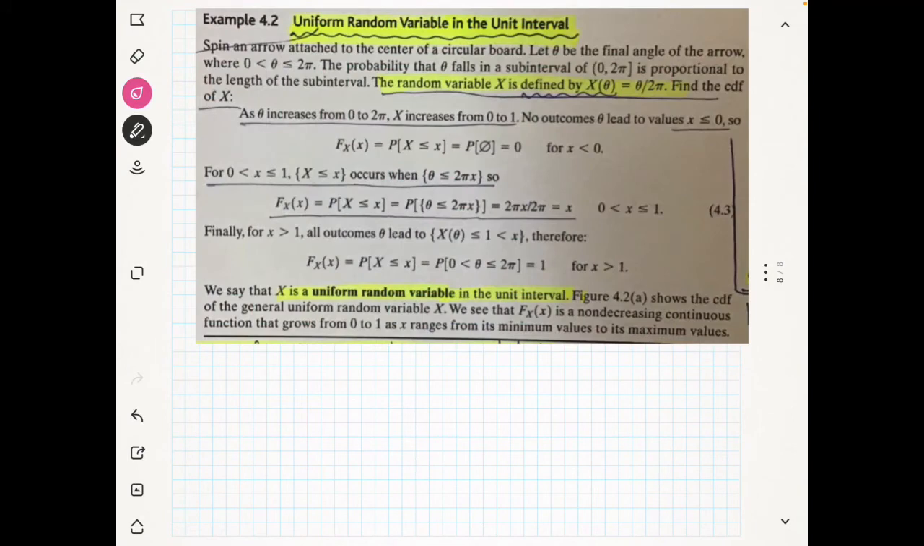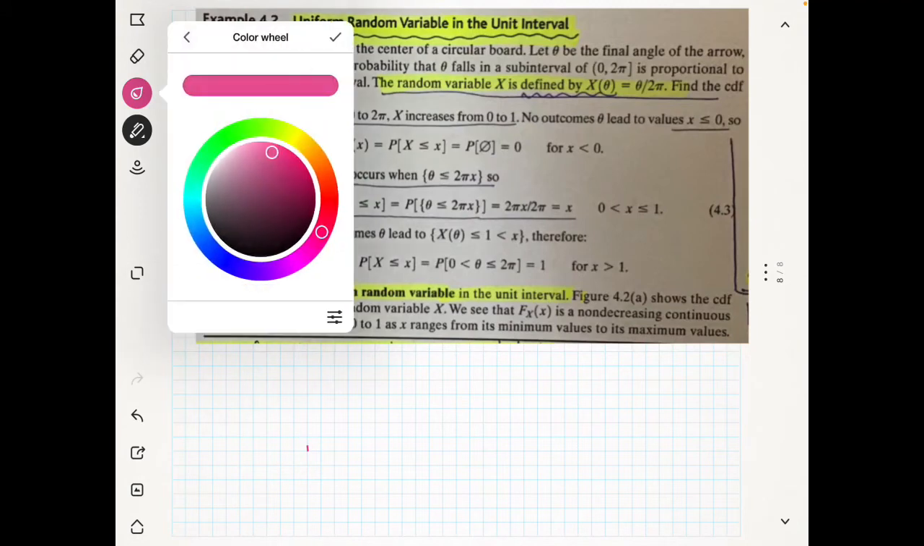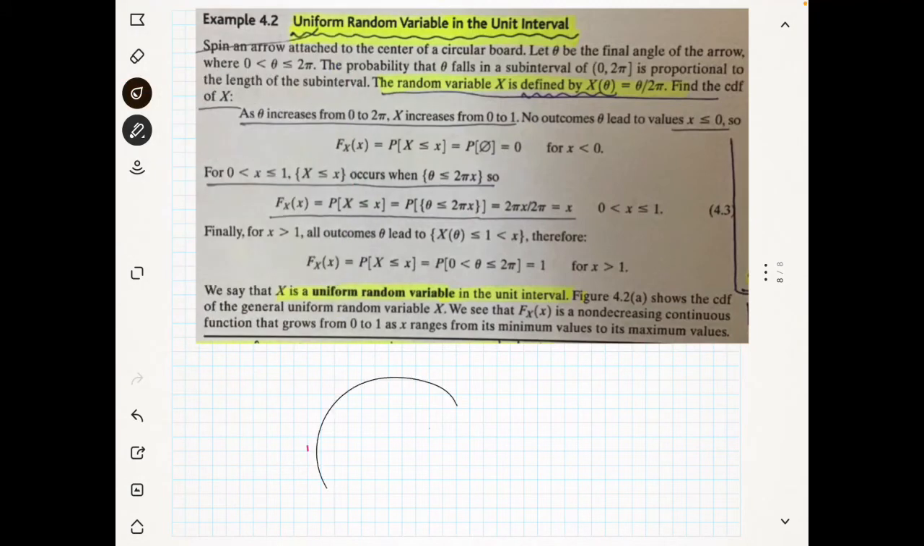This is example 4.2 from the textbook. You have an arrow which is spinning at the center of a circular board. I will just draw it here. There is a circular board, and at the center there is an arrow, and this is spinning like this, and you are measuring its angle.